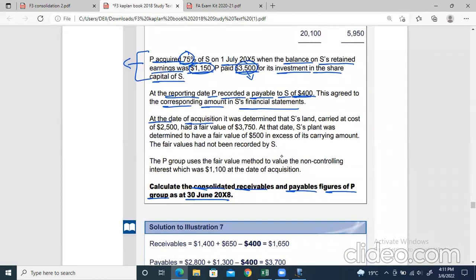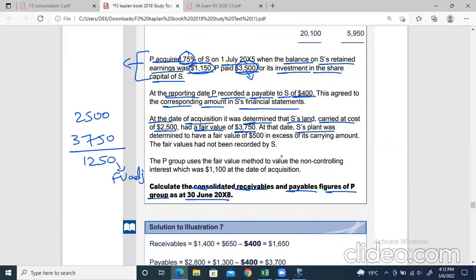At the date of acquisition, it was determined that subsidiary's land carried at cost of 2500 had a fair value of 3750. So this information is regarding that fair value adjustment. Again, it's not required, it's just a question, so it's just fulfilling the formality, right? But in this case, just sliding from the topic a bit, 2500 is the carrying value, right? And 3750 is the revalued amount. So I think 1250 will be the fair value adjustment in this case, right?